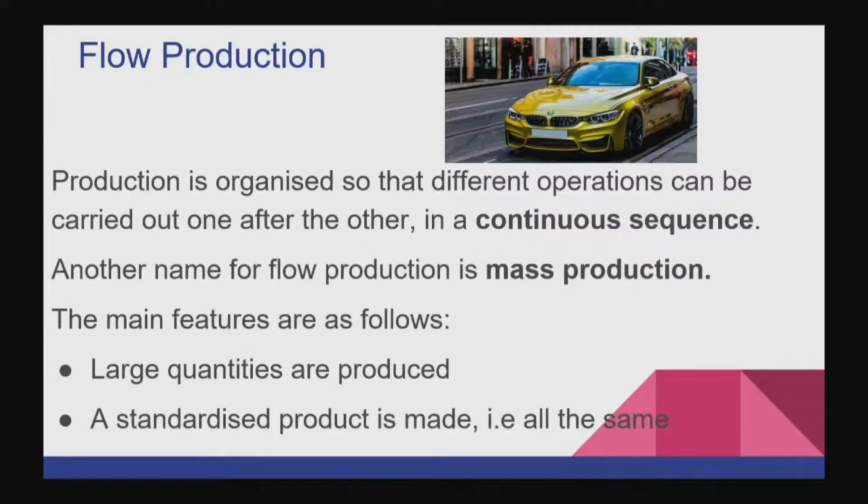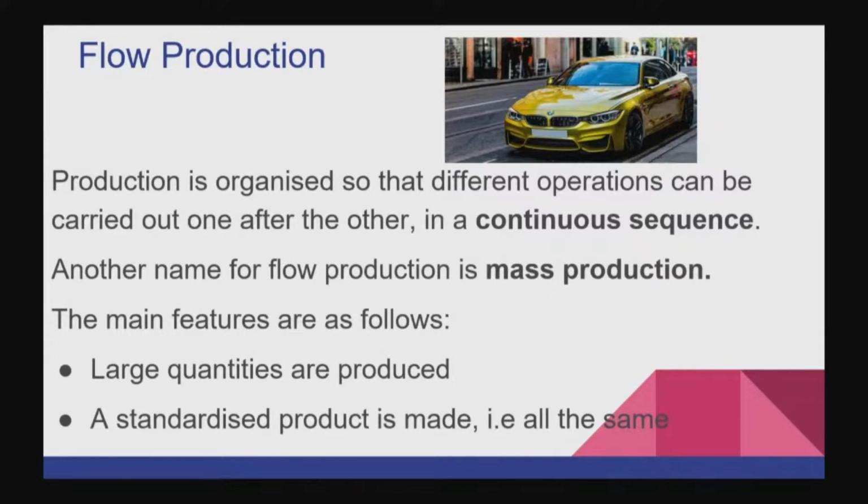So when we talk about flow production, we're looking at large quantities being produced. So we're thinking about a lot of goods being produced at a given time. A standardized product is made that is all the same. So they're identical, right? So they're the very same thing. I have a picture here for BMW. Because we're talking about cars now. All right, so why is it that we have a BMW here?